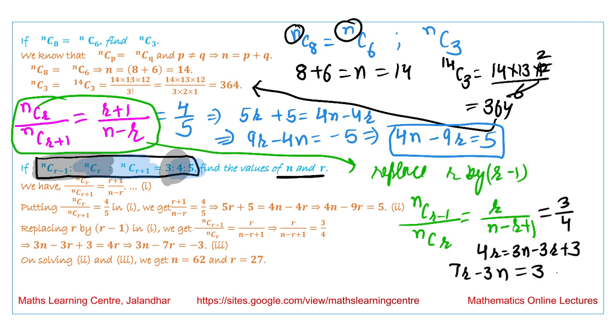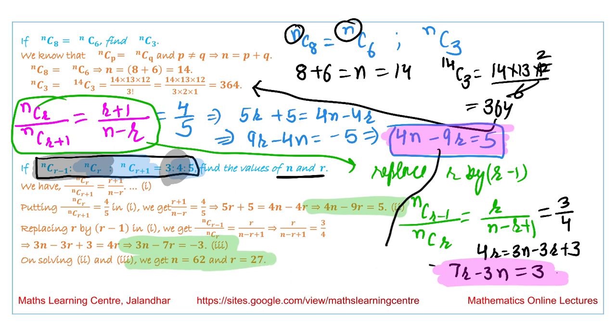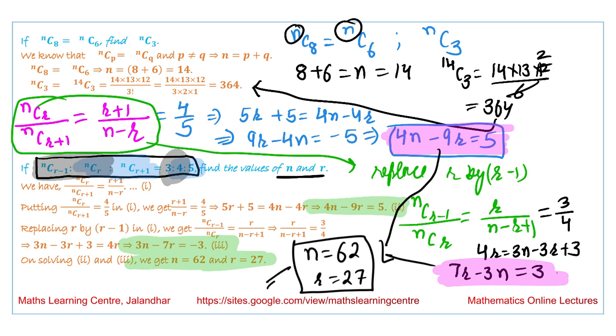So we have two equations over here. The first is 4n minus 9r is equal to 5 and the second is 7r minus 3n is equal to 3. Now if we solve these two equations, this is one equation, this is another equation, we get the values of n and r. On solving these two, we get n is equal to 62 and r is equal to 27. So these are the two values that are required. We have to calculate the value of n and r.